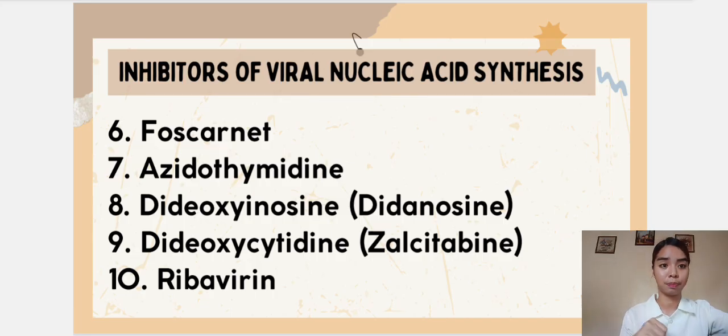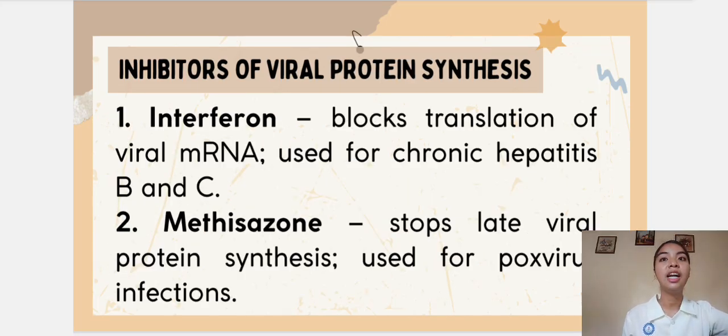So next, we have here, I think, our last slide, which is the inhibitors or the antiviral drugs that inhibit the viral protein synthesis. Again, we have antiviral drugs for attachment and penetration. We have antiviral drugs for nucleic acid synthesis. And we have antiviral drugs for protein synthesis of that specific virus. And one, we have interferons. Interferons are not only proteins, but they're also in the form of drugs. So this interferon blocks translation of viral mRNA, used for chronic hepatitis B and C.